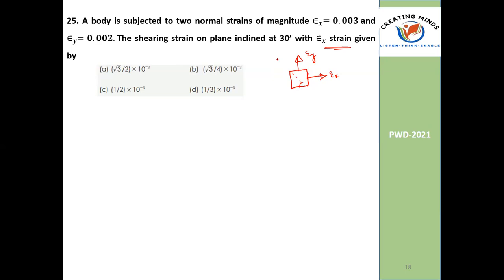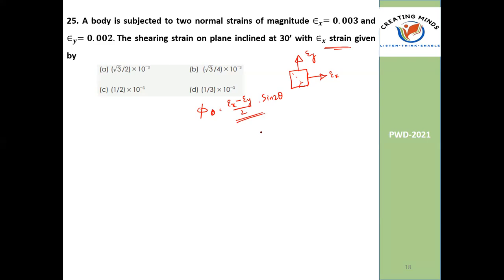So the equation for this, you have to remember, please take note. Whatever the angle theta, here 30 degree is given. The equation is given by epsilon x minus epsilon y divided by 2 into sine 2 theta. Yes, this is the equation you have to remember. Very simple equation. Substitute all the values.